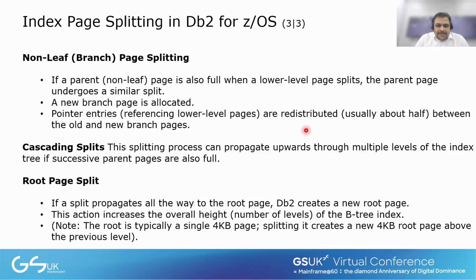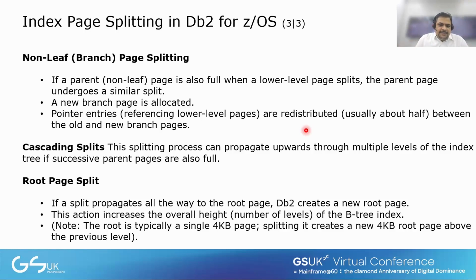The splitting process can propagate upwards through multiple levels in the index tree, and the successive parent pages are also full. So the root page also gets filled, and then it will be split, and a new root will be created, new leaf. So that's how organically the tree structure grows.